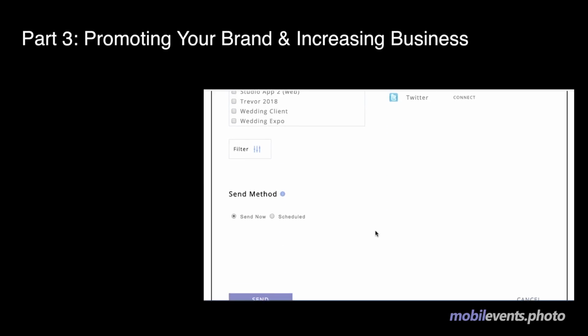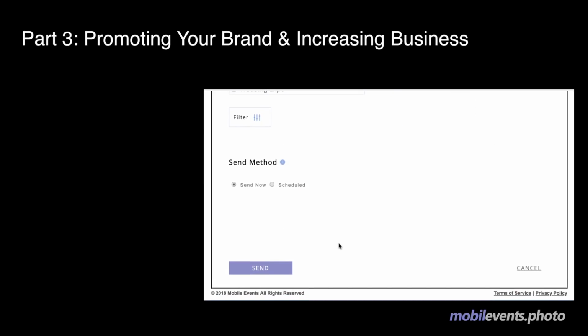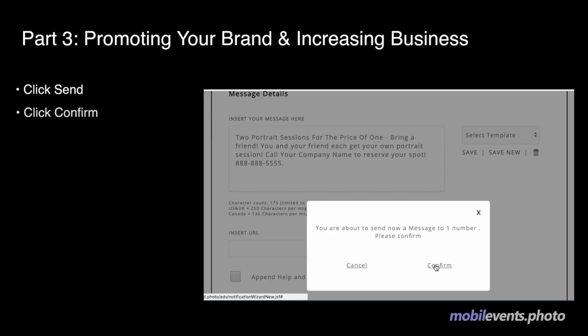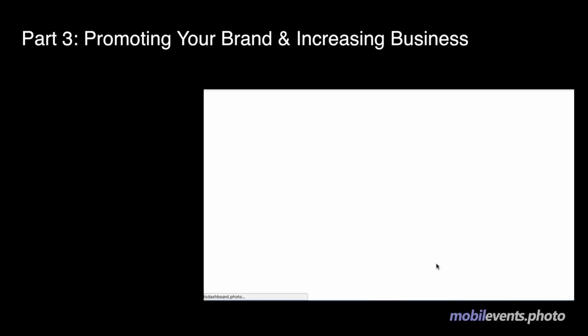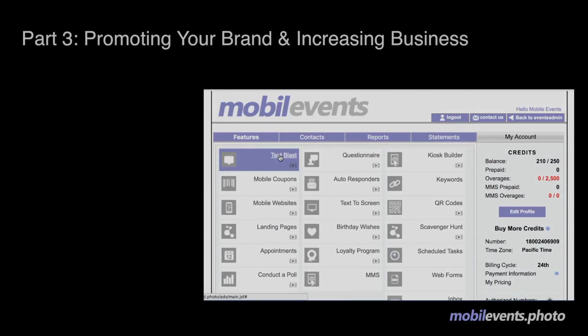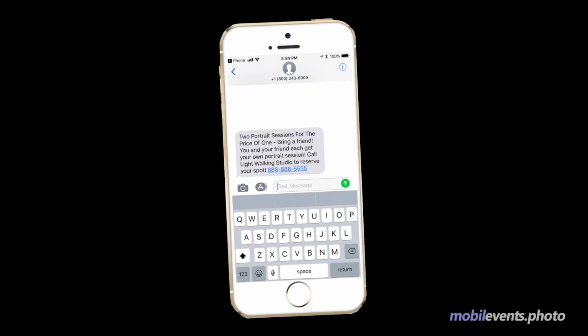Okay, let's scroll down and send your message. To send your message, simply click on Send. Next, click on Confirm that you want to send the message. You'll see a confirmation box that your message has been submitted successfully. Click on Go to Dashboard. Okay, now check your phone. You should have received your promotional offer.